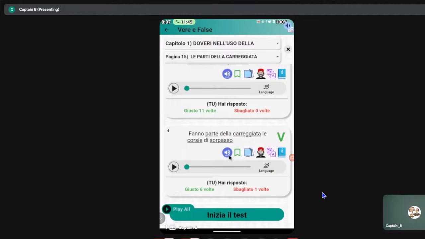Fanno parte della carreggiata le corsie di sorpasso. Part of the carriageway is the lane of overtaking, which is the corsia di what? The destra, the sinistra. Right? Corsia di sinistra is part of the carriageway. And the answer is vero.